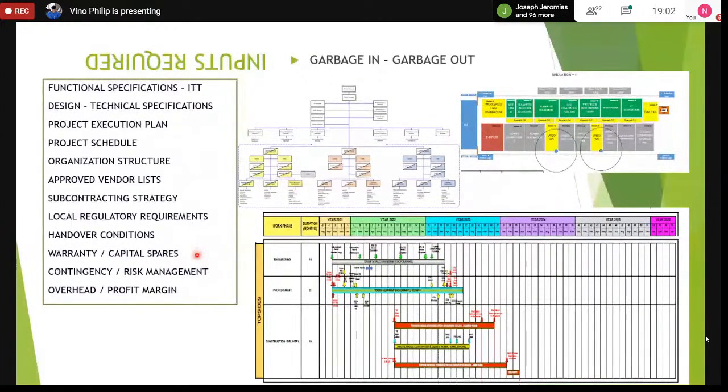So those conditions and the requirement for warranty, how many years of warranty is required for this vessel, and what are the spares that we need. So when we say capital spares, we're talking about major rotating equipment like compressors and also the turbine. The turbine impeller blades are a huge life cycle.